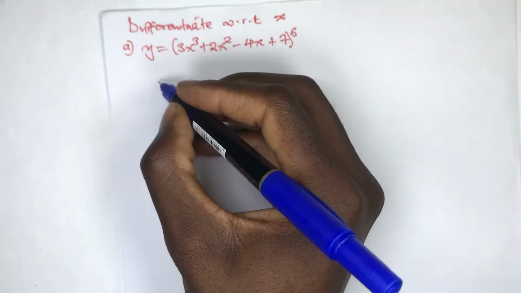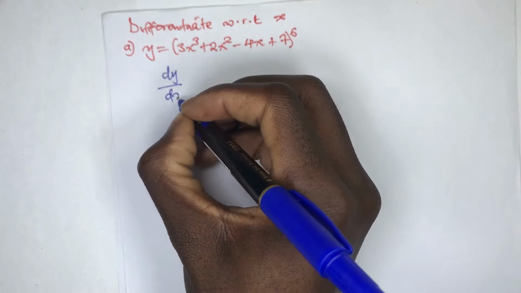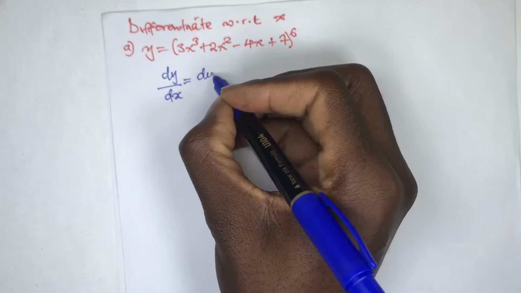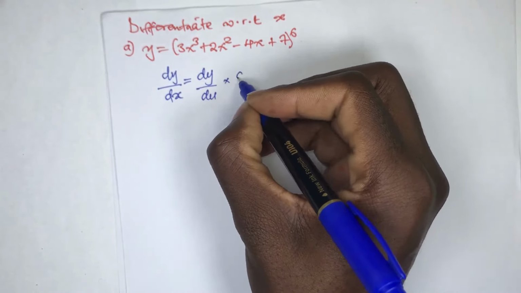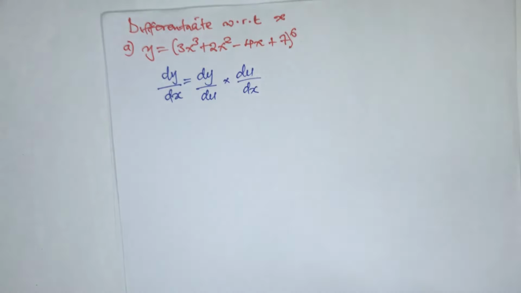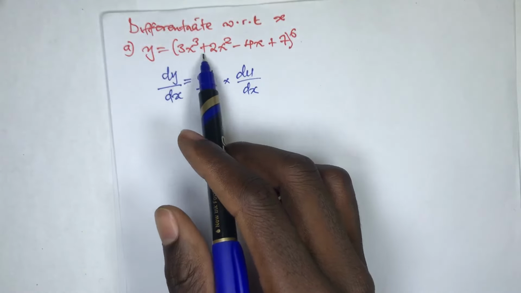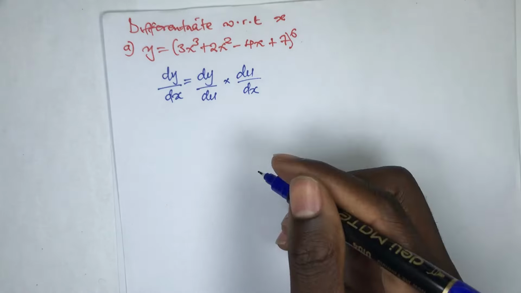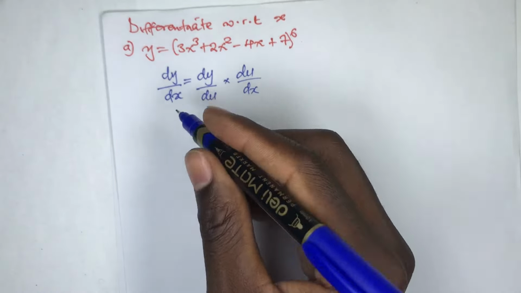The chain rule states that the derivative of y with respect to x is equal to dy/du multiplied by du/dx, like this. So now if you look at this function, there is a function inside the function that is being raised to the power 6. So what we do here is we let this function that's inside be equal to u.